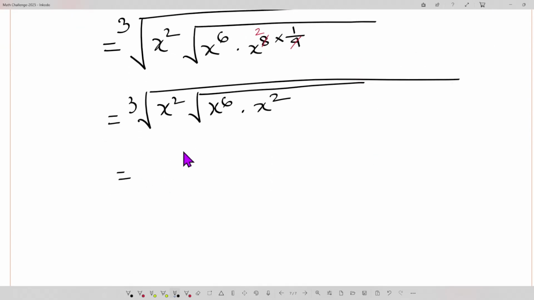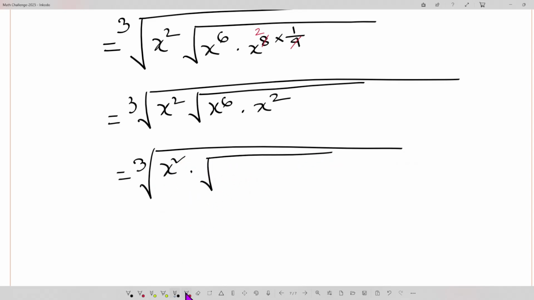Now again the cubic root of x squared times, here is, we know once the bases are the same, it means x and x are the same, x to the power 6 times x squared, the base is the same, so in a product the powers will be added, 6 plus 2, that means x to the power 8. So we can write in here x to the power 8.